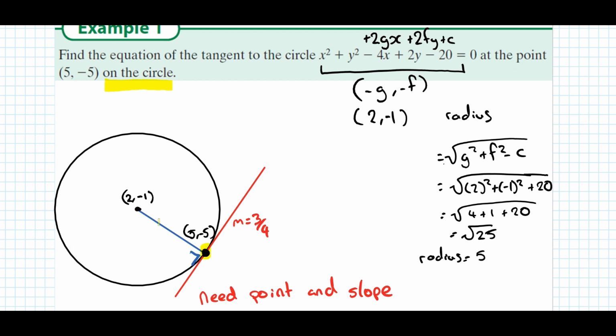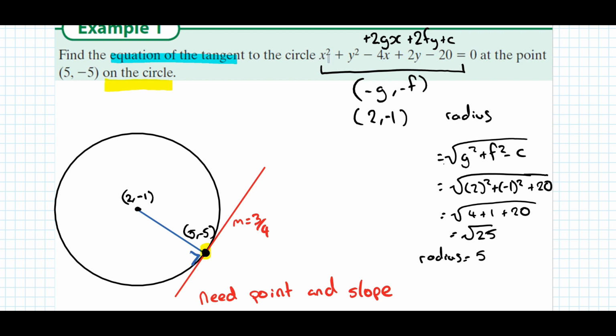Could you find the slope of this blue line? Could you find the center point? Yes, you could find the center point. Could you find the slope of that blue line? Absolutely, you could. What do you need to find the equation of a tangent, the equation of a line? You need a point and the slope. So you should be able to find the slope of the blue line. We know that it's 90 degrees to the tangent. So we're able to find the slope of the blue line, and then able to find the slope of the red line, the tangent, and then we can use the equation of a line formula.